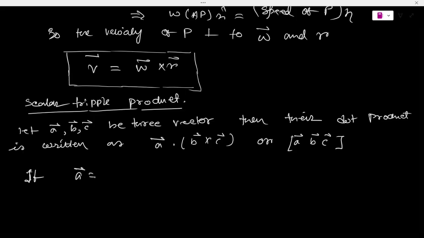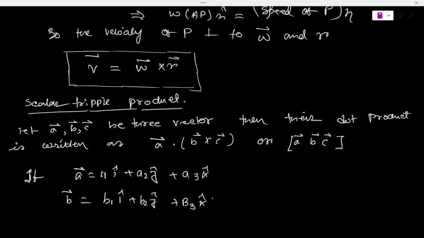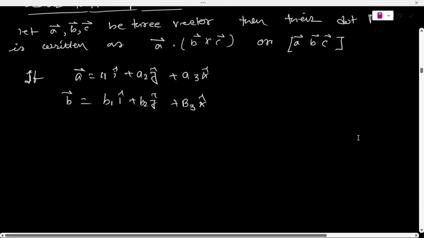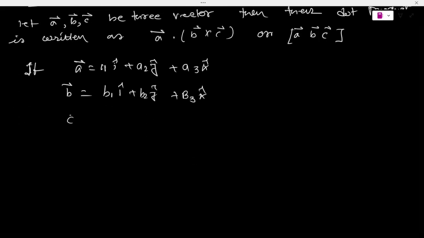If a vector is equal to a1 i cap plus a2 j cap plus a3 k cap, and b vector is b1 i cap plus b2 j cap plus b3 k cap, and c vector will be c1 i cap plus c2 j cap plus c3 k cap.